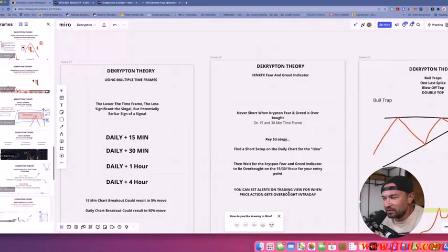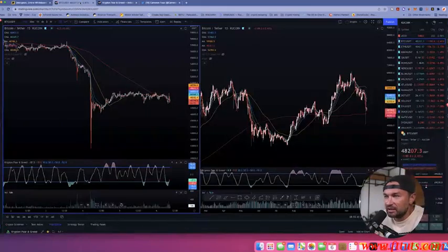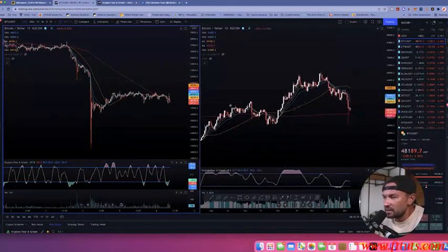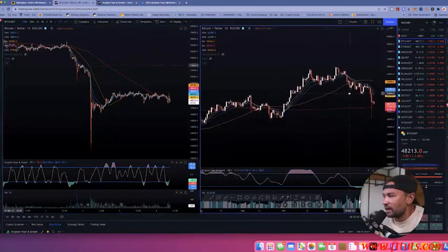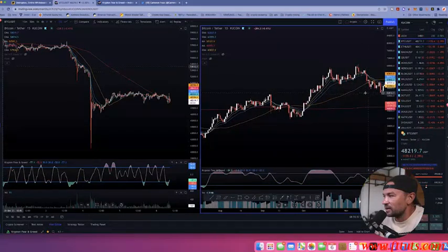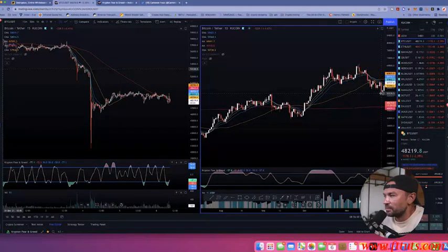You can also set alerts on TradingView for when price action gets overbought on intraday. So let's just take a look at an example of what that might look like. Say, even though I don't want to short Bitcoin right here, but say you wanted to short Bitcoin up here. Say right now Bitcoin was down here, but we wanted to short Bitcoin if we got back up into the 9, 20, and 13 EMAs right here, okay?